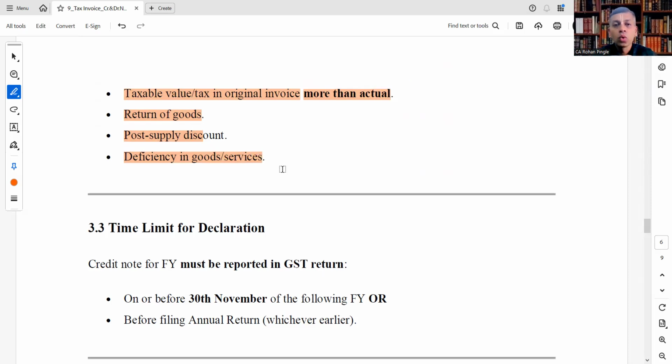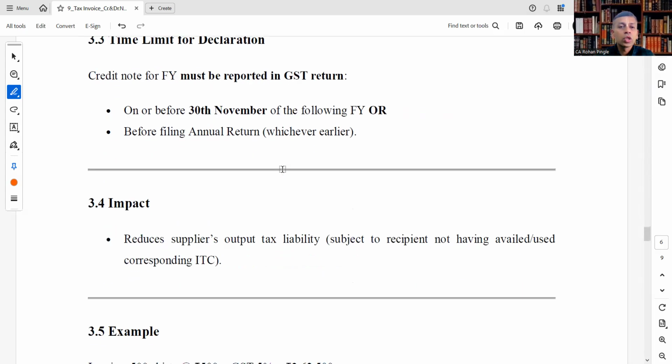But in case of credit note, where the taxable value or tax in the original invoice is getting reduced, due to return of goods, post-supply discount, or deficiency in goods or services, we need to issue a credit note. Time limit for declaration: a credit note for a financial year must be reported in the GST return on or before 30th November of the following financial year or before filing the annual return, whichever is earlier.